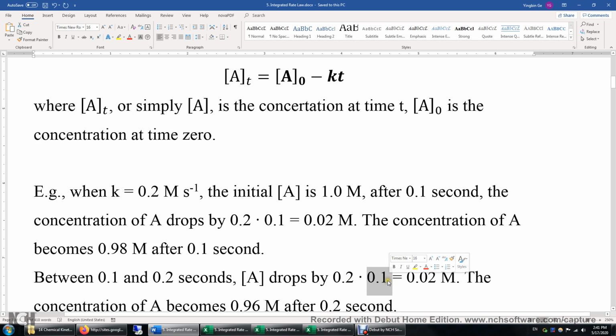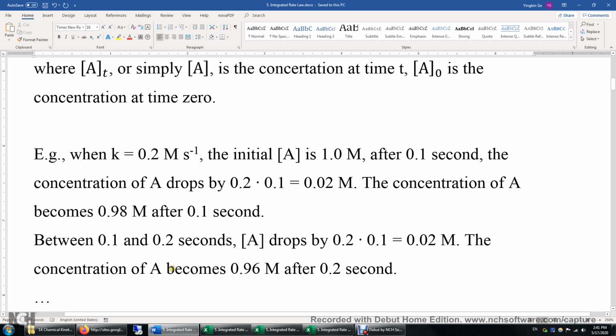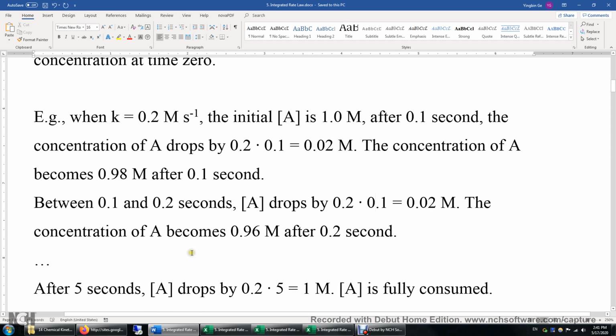Okay, between 0.1 and 0.2. The duration is the difference between these two numbers, that's 0.1 second. Therefore, A drops by another 0.02 molar. So after 0.2 second, the concentration of A becomes 0.96 molar, and so on.